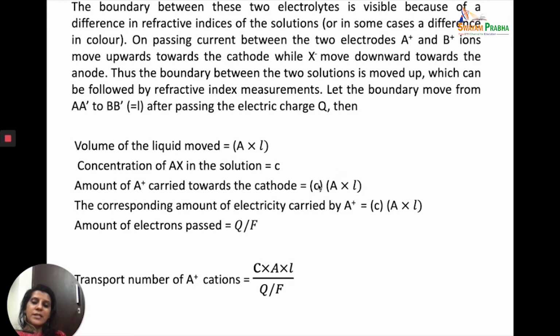C is the number of moles of electrolyte per unit volume of the solution. So if you divide number of moles by volume and then multiply with volume, you get only the number of moles. The corresponding amount of electricity carried by A plus will be equal to C into A into L. Now let us suppose the amount of electricity passed is Q by F. Then the transport number of A plus cations will be equal to C into A into L upon Q by F. This Q by F denotes that the charge is expressed in terms of Faraday.